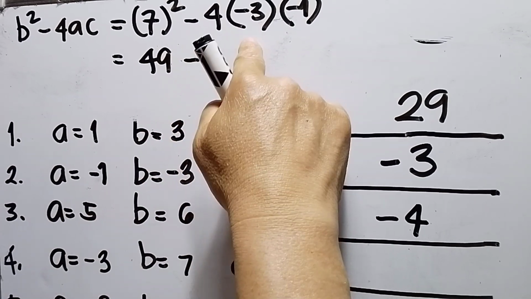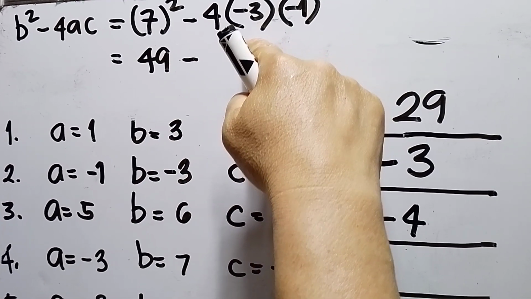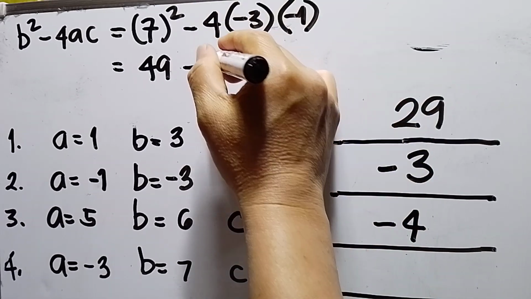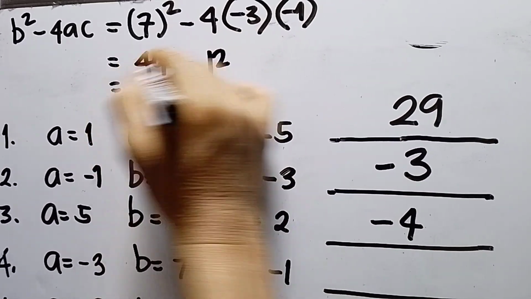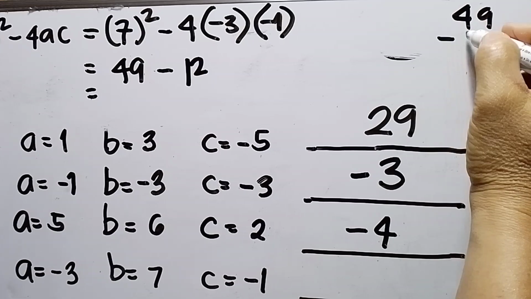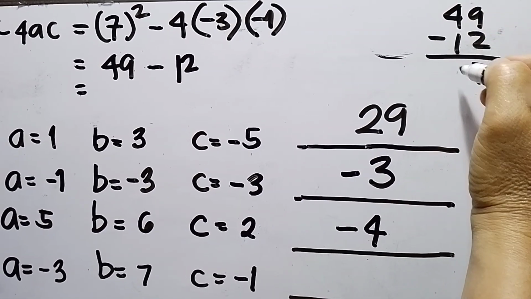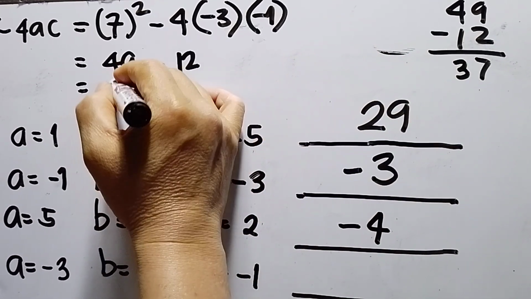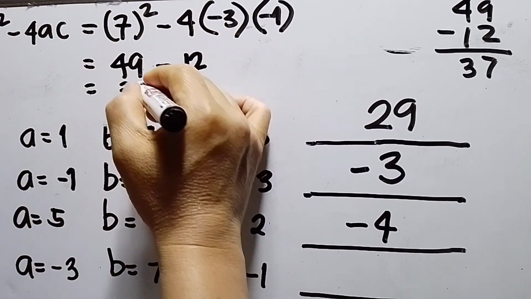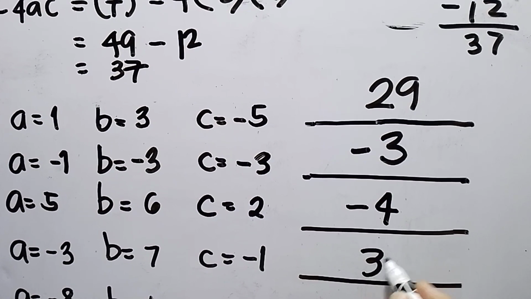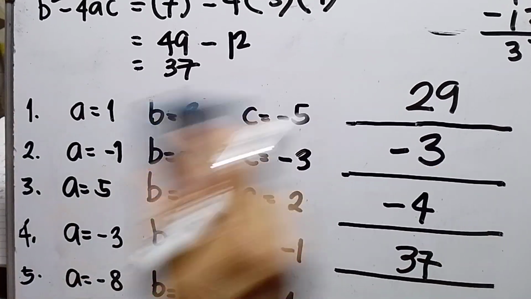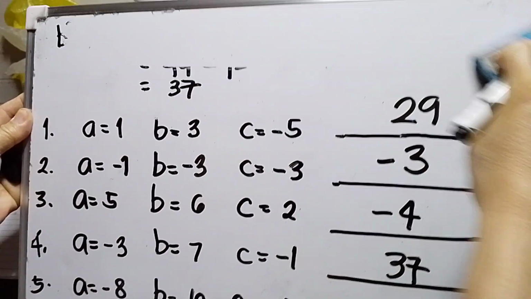So 4 times 3, that is 12, times 1, so this is 12. So what is 49 take away 12? 9 take away 2 is 7, 4 take away 1 is 3. So my answer for number 4 is positive 37. Now let's proceed to the last number, number 5.